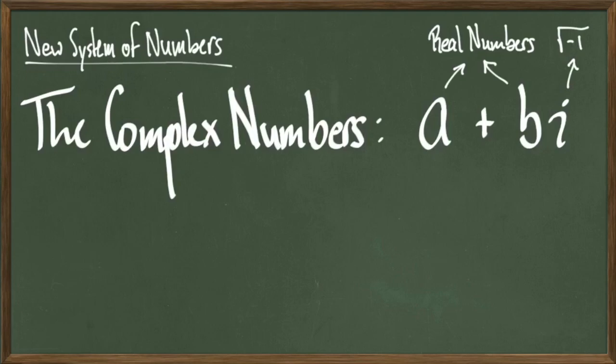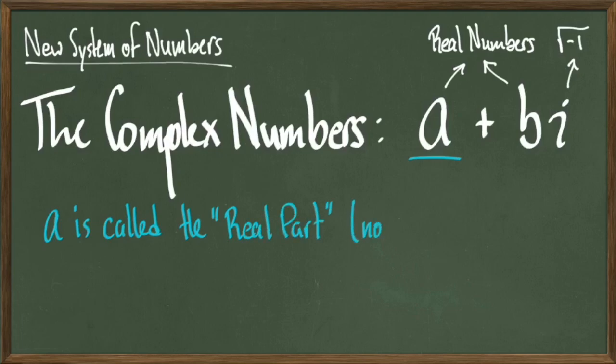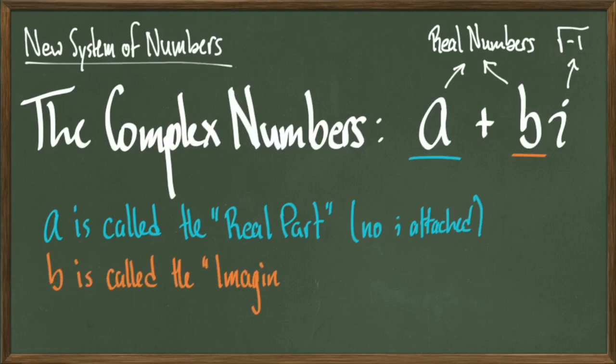Another way to think of a complex number is just this new kind of number that has more moving parts, so to speak, than a real number. Namely, we have two moving parts. We have this component a that doesn't have an i attached to it, so we call a the real part of this complex number. And then we have b. The b is attached to an imaginary number, so we call b the imaginary part of a complex number.